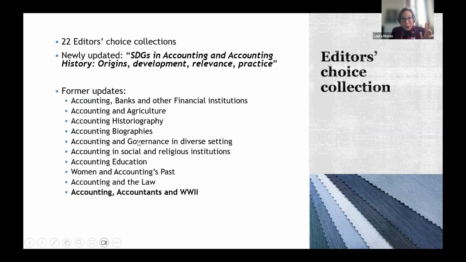The Editor's Choice Collection, the last one that we have updated, is about SDGs in accounting and accounting history: origins, development, relevance, and practice, that again connects the past, so works in accounting history, with the most recent challenges of the modern age.